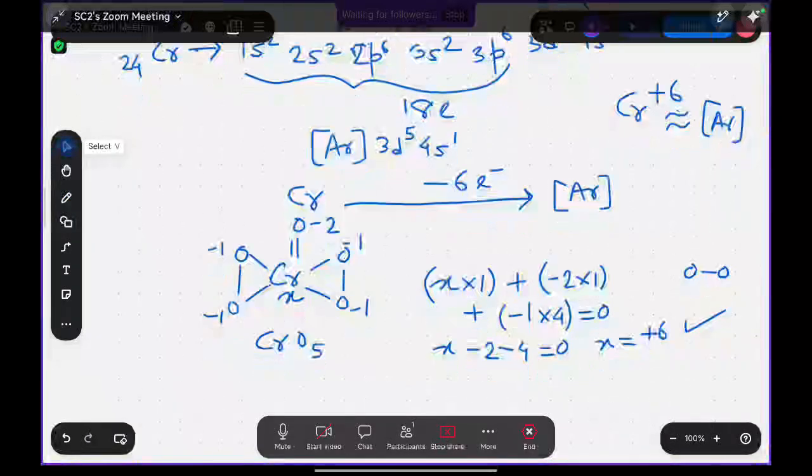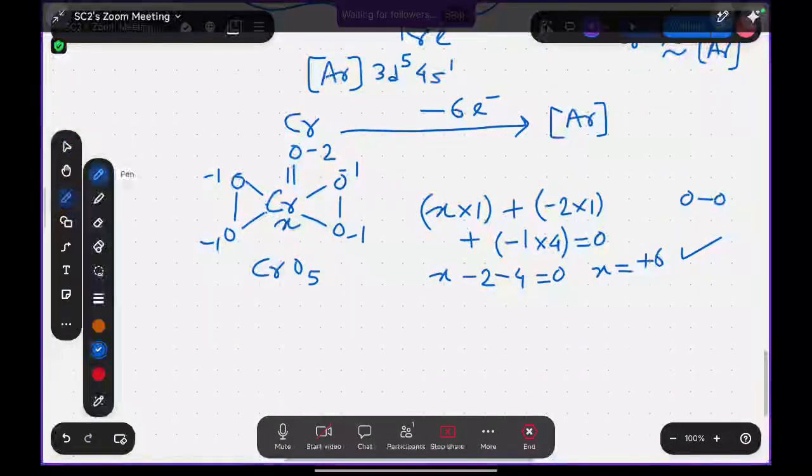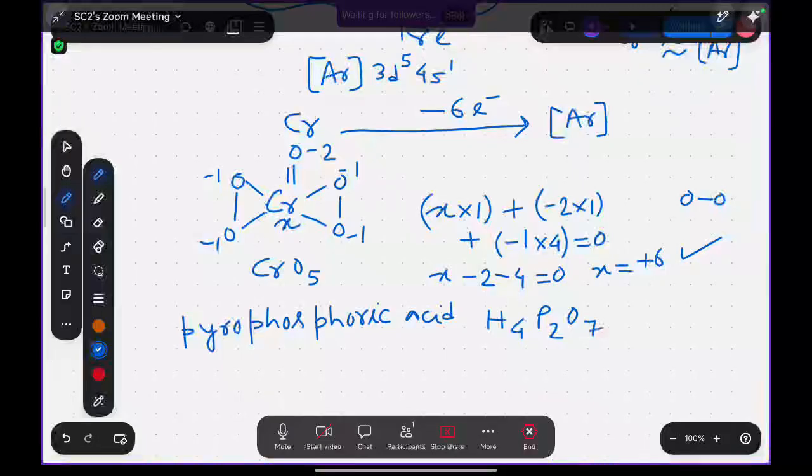Now, let's choose another example. Say for example, if I want to calculate the oxidation state of phosphorus in pyrophosphoric acid. And what is the formula for that? It is H4P2O7, pyrophosphoric acid. You are asked to calculate the oxidation state of phosphorus.